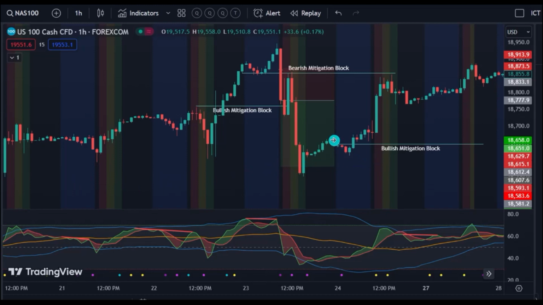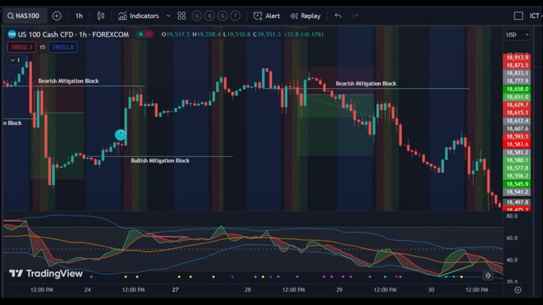So we won't be looking for a trade off of this bullish mitigation block. That's one thing you want to pay attention to. ICT's concepts really help you in knowing what the market direction is. And we can use this TDI indicator to help us with our entry criteria.